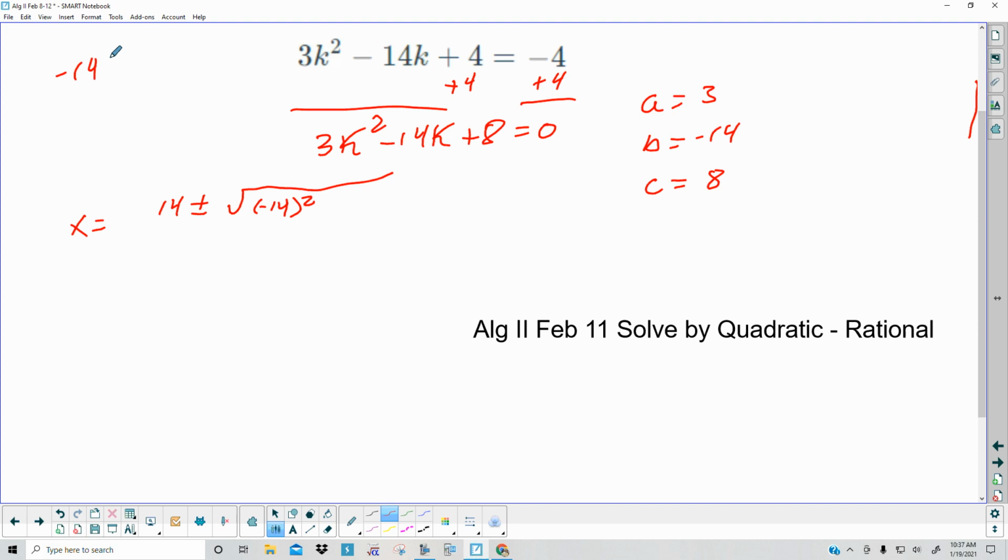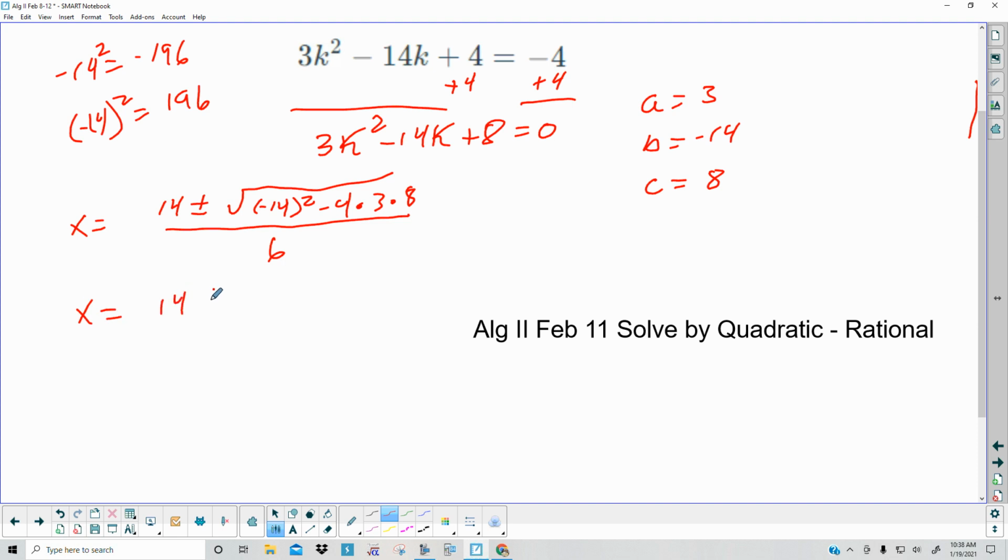Again, when it's negative, you need that parenthesis, because negative 14 without parentheses is going to be what? Negative 196, I think. 14 squared. Yeah, negative 196. It has to be in a parenthesis when that thing's negative. So you get 196. Again, try that on your calculator. Okay? Minus 4 times a times c, all over twice a, which would be 6. X is equal to 14 plus or minus square root of something over 6.